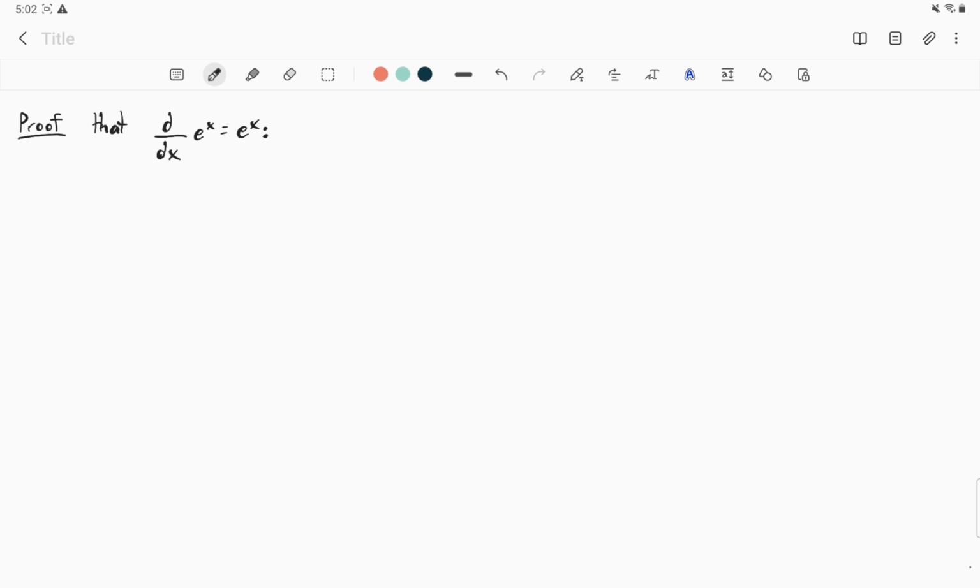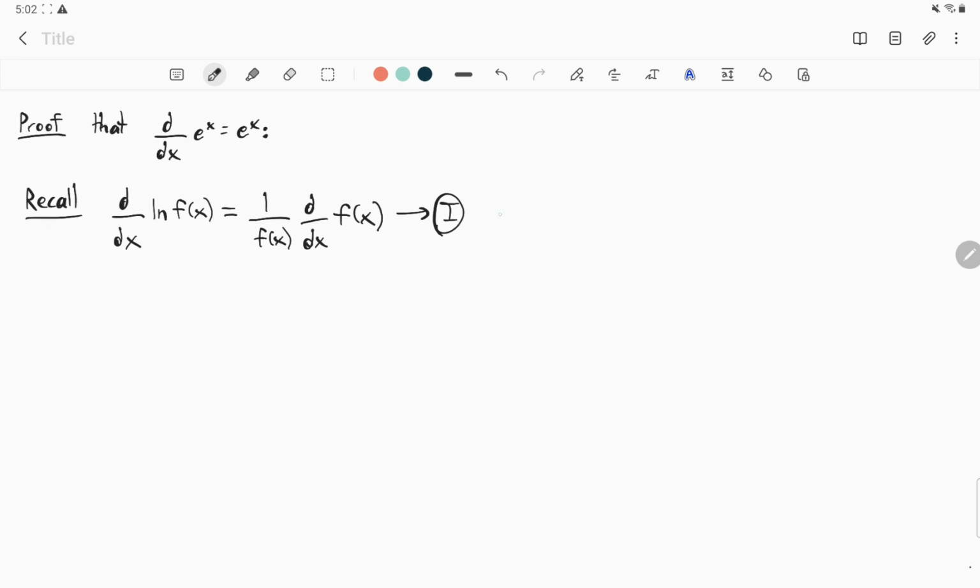All right, so this proof is going to rely on something. I'm going to say recall. This proof is going to rely on the fact that the derivative of ln of a function f of x equals 1 over f of x times the derivative of f of x. Okay, we're going to call this 1 or something. And this is for f of x not equal to 0.